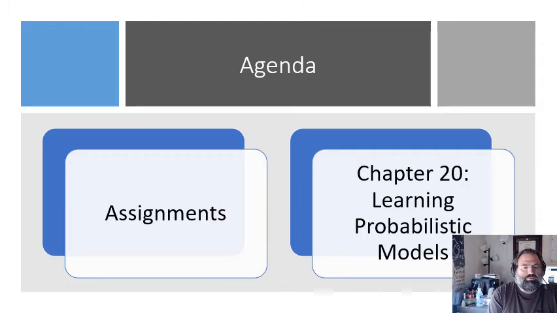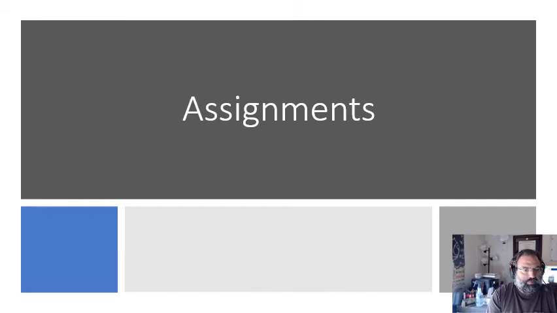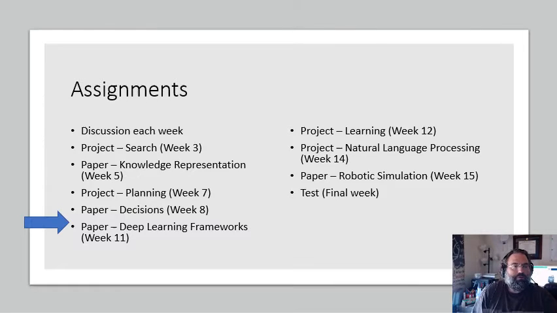Jumping right in, the agenda for today: we'll talk a little bit about the assignments, and then we'll talk a little bit about chapter 20, which is centered on learning probabilistic models. First, the assignment. We are in week 10, so the arrow is pointing slightly between weeks 8 and 11.